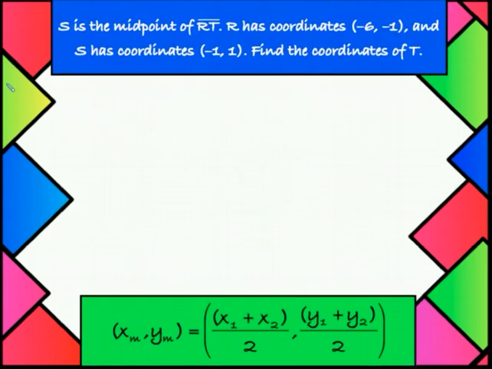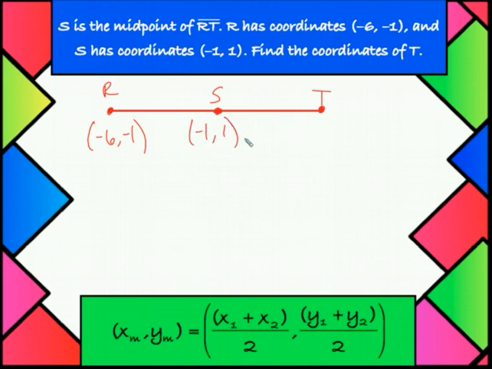Alright, then we have these kind, which gives you one endpoint and the midpoint, and you have to find the other one. Now this could be pretty tricky, but I've found the best way, and I'm going to show you that way. Actually, let me write that up here. So we have R and T, and S is the midpoint. It gives us that R is (-6, -1), and S is (-1, 1), and we don't know T.